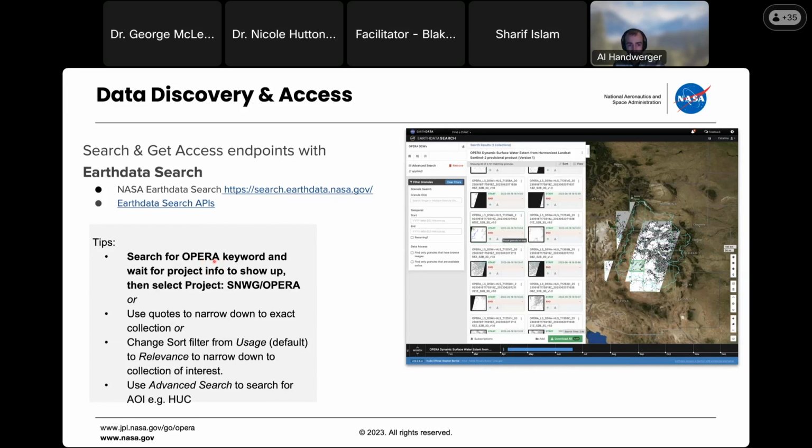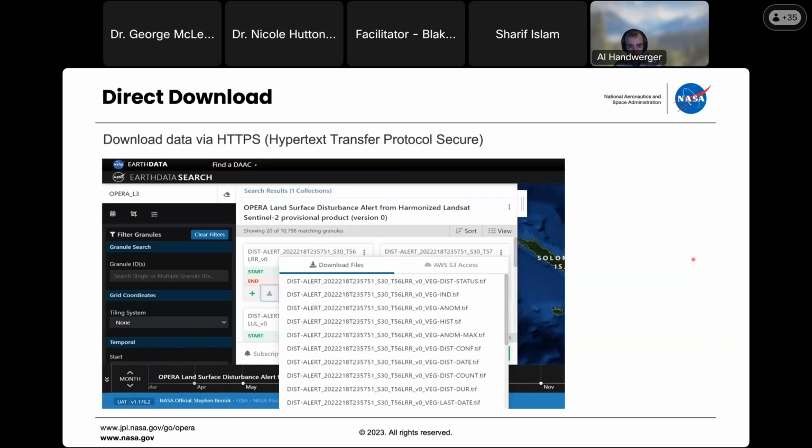Of course, if you use the OPERA keyword, it will actually pop up a project called SNWG, or Satellite Needs Working Group, OPERA. This will help find all of the OPERA data, or you can use quotation marks to really help narrow down the searching for OPERA data products. And here on the right, you can see an example of the water product. And then you can download or analyze these in different ways.